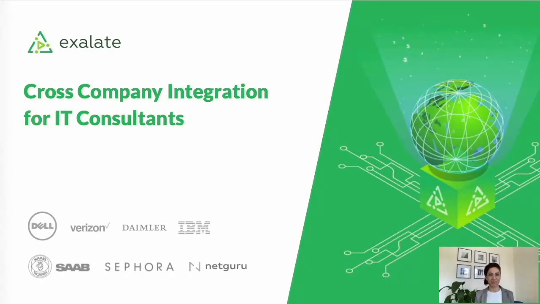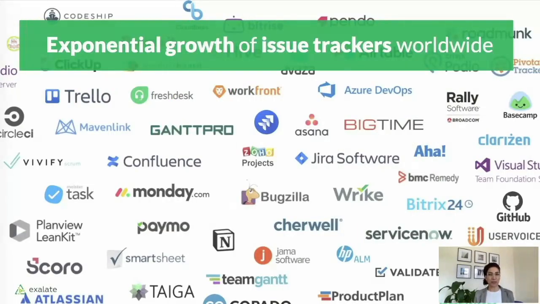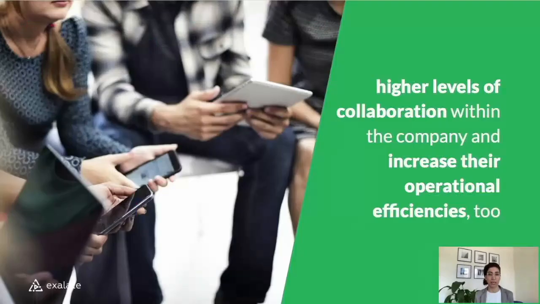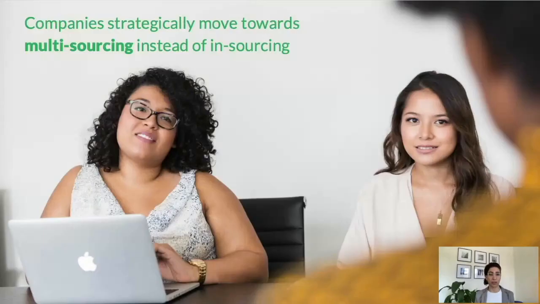Let's get started. Today's fast-growing organizations use a variety of work management systems or issue tracking systems to manage their day-to-day operations more effectively. With these systems in place, operational efficiency increases and higher levels of collaboration within the company are realized.